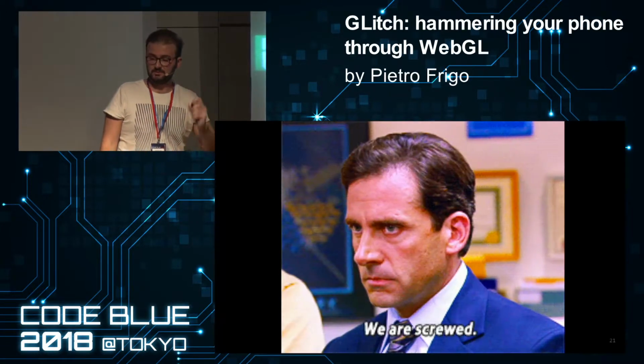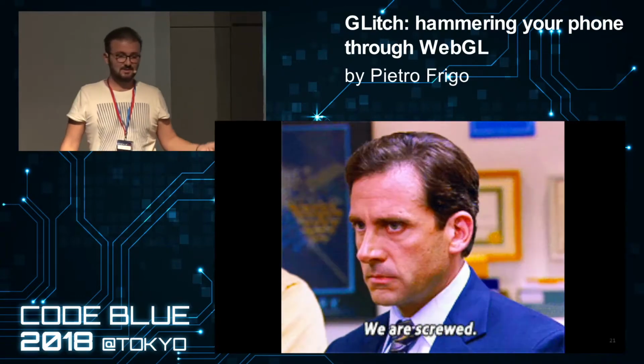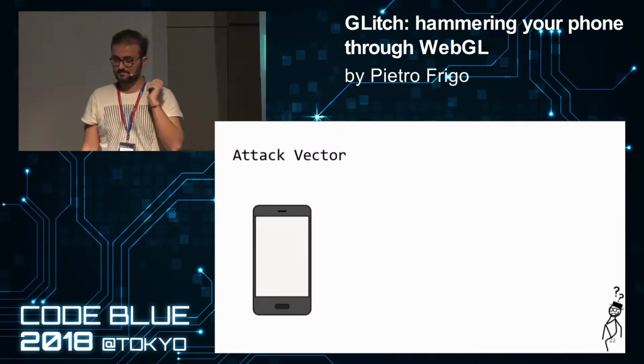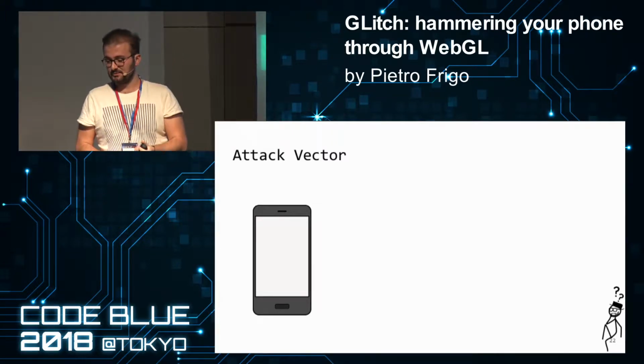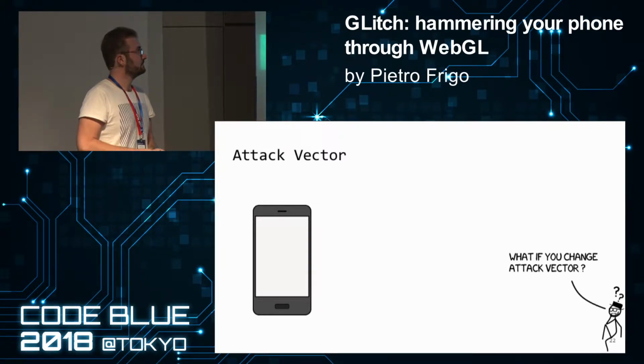So lucky Victor, but not lucky me, because it means that I don't have access to this memory from JavaScript. So I thought, well, we're screwed. We cannot do much now. And then I started thinking a bit, and I thought, well, what if we change the attack vector?